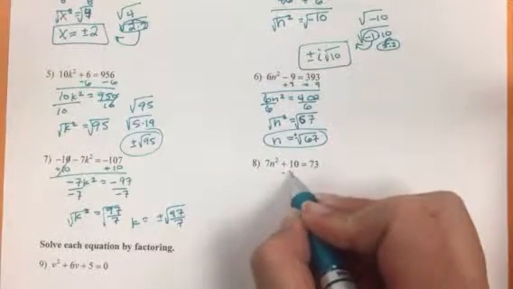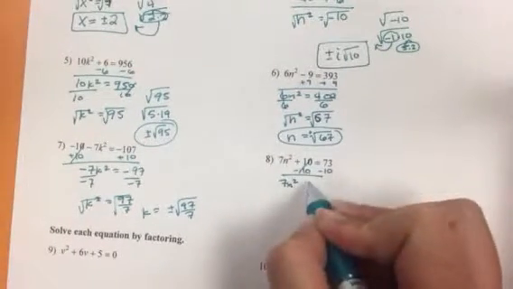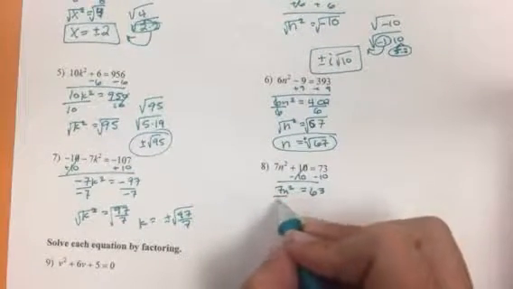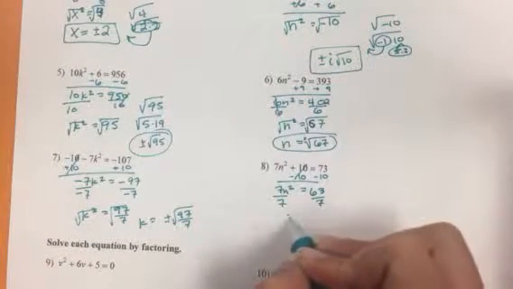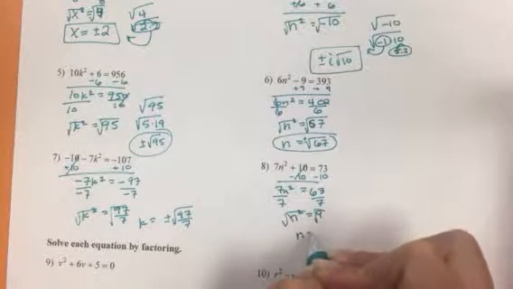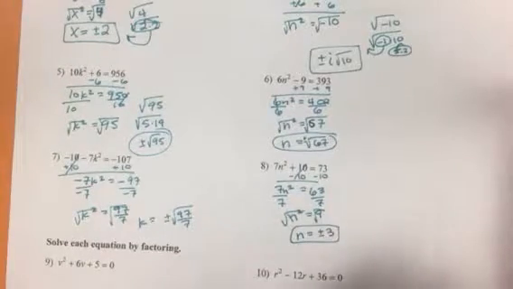8, we get rid of the 10. 7n squared equals 63. Divide by 7. n squared equals 9. Square root it, and n is equal to plus or minus 3.